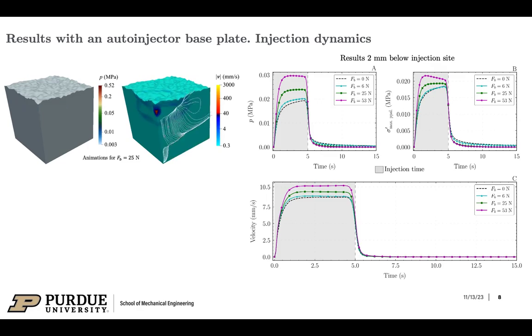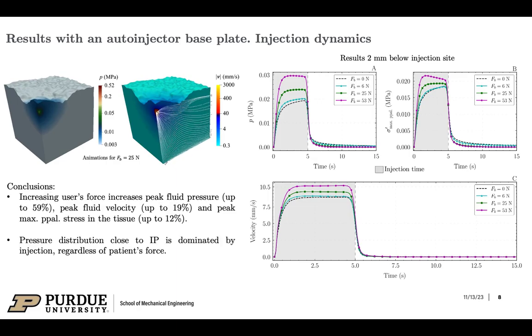As we can see, as we increase the patient force, the pressure, the maximum principal stress, and the velocity grow around the injection site. So we conclude that increasing the user's force increases peak fluid pressure up to 59%, peak fluid velocity up to 19%, and peak maximum principal stress in the tissue up to 12%. And the pressure distribution close to the injection point is dominated only by the injection, regardless of the patient's force.